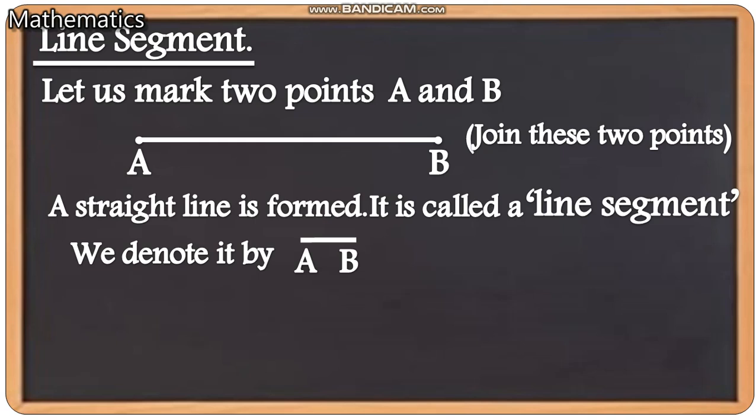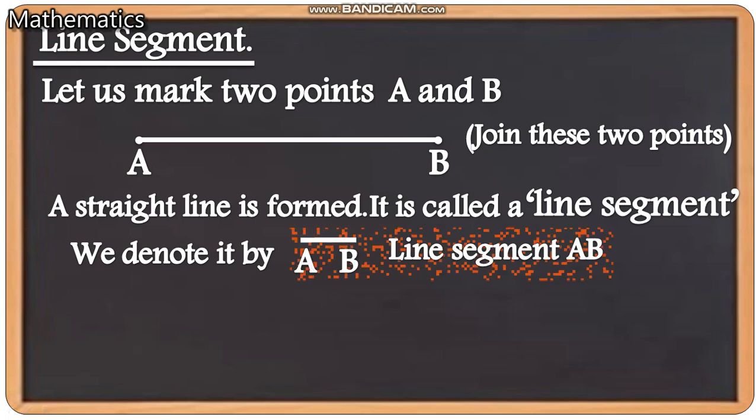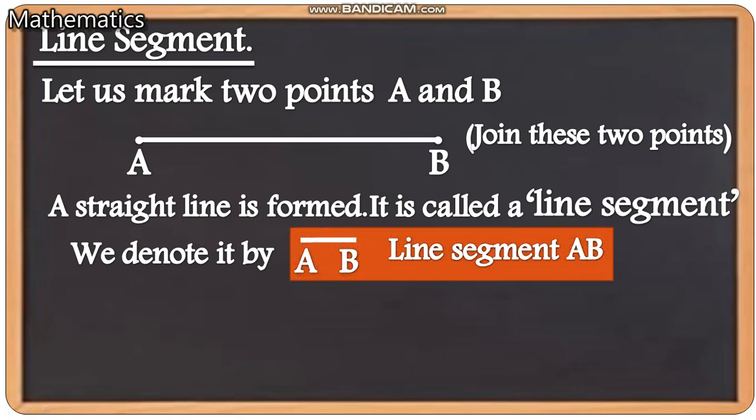How can we read this? Look at my mouse pointer. That is line segment AB. Once again, how can we read this? Line segment AB. Say with me. Line segment AB.